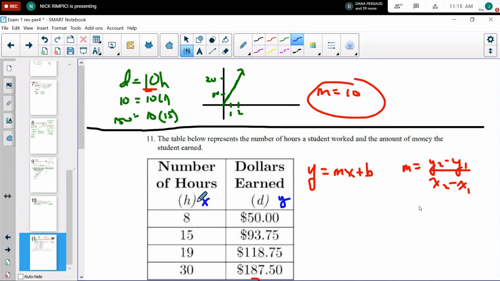So if you want to change it to make it match what they have here, you could say d equals mh. The dollars you make is equal to whatever your hourly pay is times the hours you work. Plus b. In this case, if you don't work at all, I don't think you get anything in this problem. So b is 0. But you don't have to worry about that. I'll show you that b is 0 when we do the example.